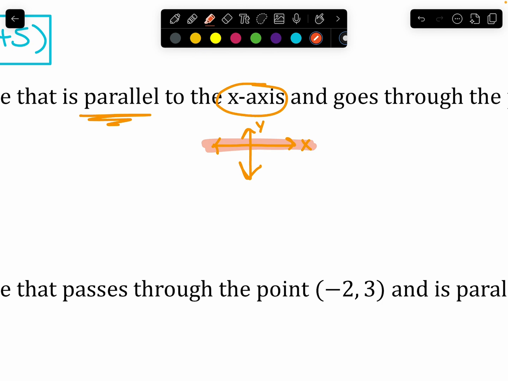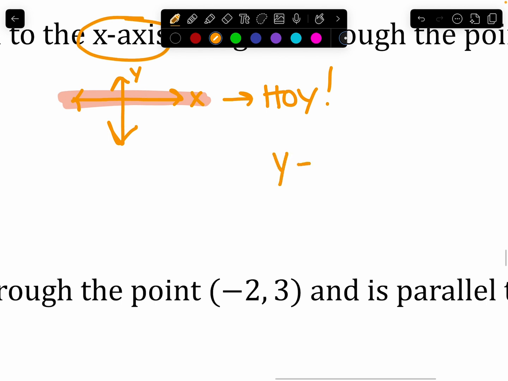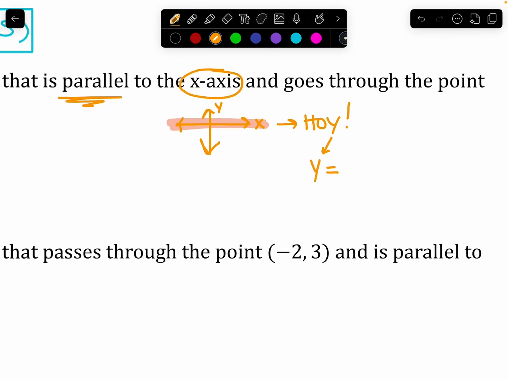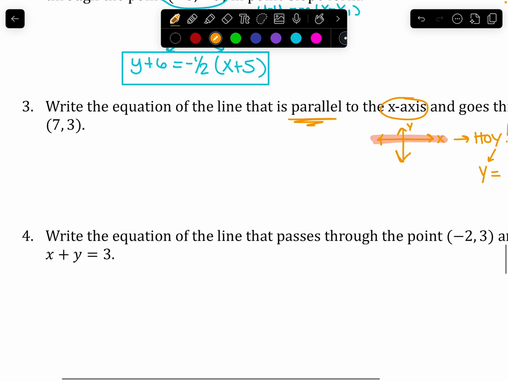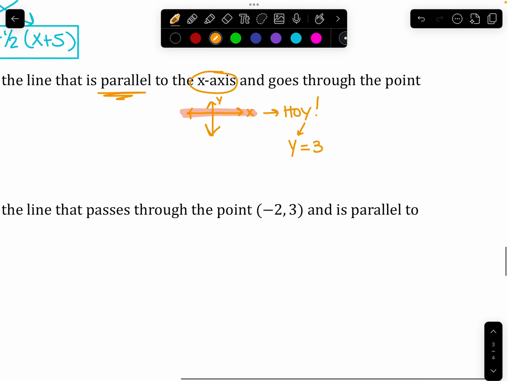Well, the x-axis is a horizontal line. The x-axis is a Hoy line. So because it's a Hoy line, I need another horizontal line. Horizontal lines have the equation y equals. That's literally what that says, Hoy. Now if my new line has to go through the point 7, 3, this is going to be your x value and this is going to be your y value. I only care about the y value because my equation has to go through the y value specifically. So my equation is going to be y equals 3.